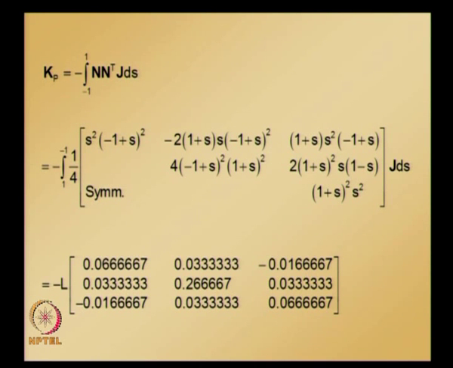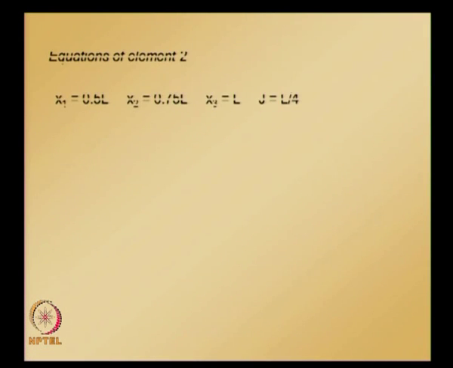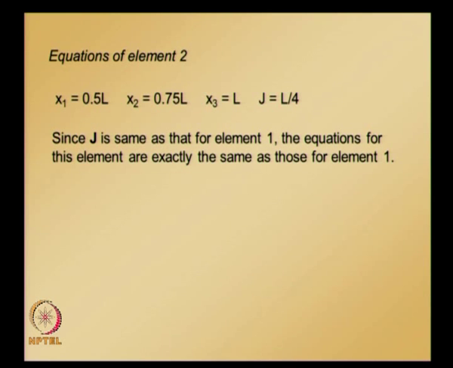So, these are the element equations for element 1. We obtained Kk and Kp, and the element equations for element 2 are going to be similar, since the nodal spacing is the same, and also the material properties are constant for both elements. Since J is the same as that for element 1, the equations for this element are exactly the same as those for element 1. So, we got element equations for both elements, element 1 and element 2.